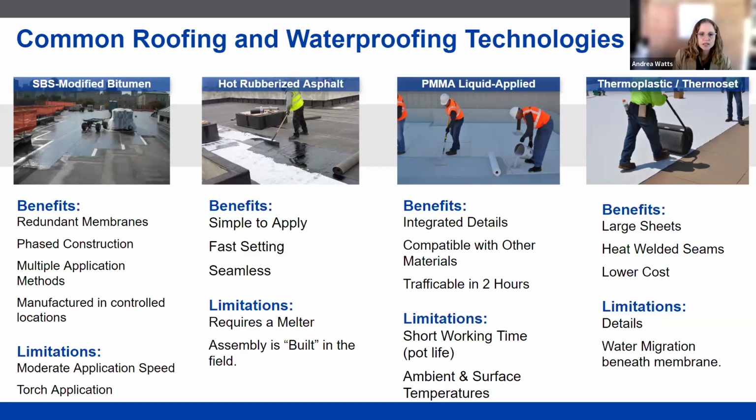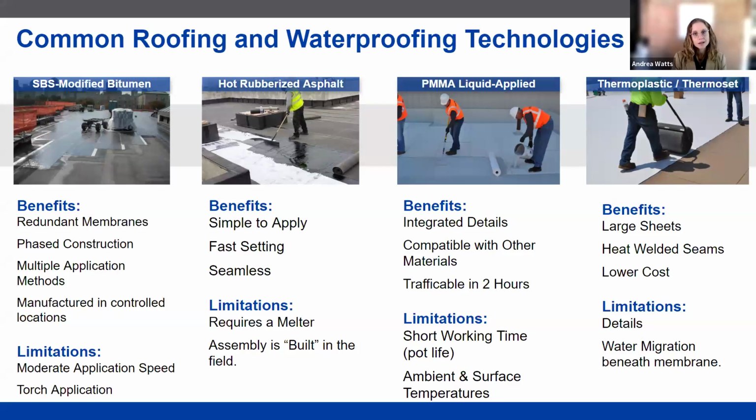Now, because each layer is independent, they can be applied separately. So we have a base layer of our ModBit system that's applied, and then we come in with a cap sheet. This allows for phase construction and gives the contractor the ability to dry in areas of the building quickly, and then come back and do that final part of the roof if there's a better time based on sequencing of the whole project.